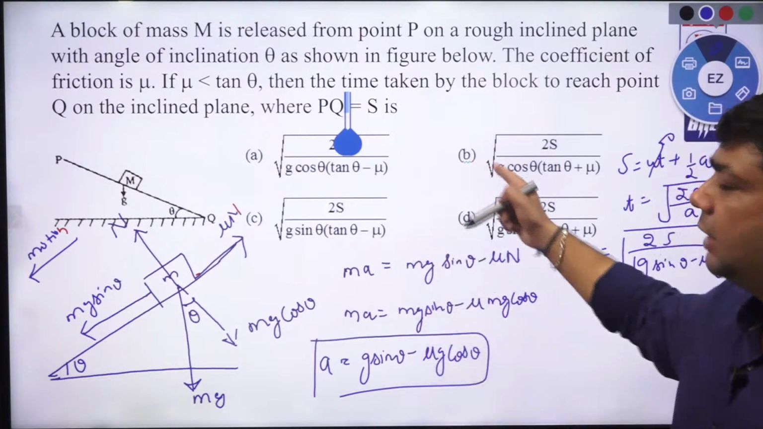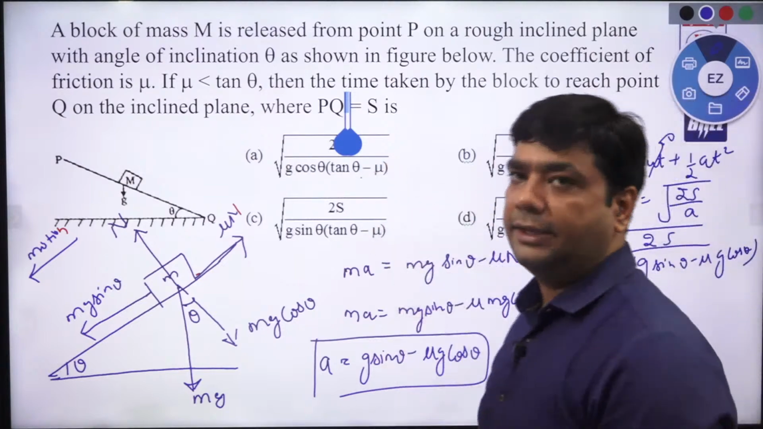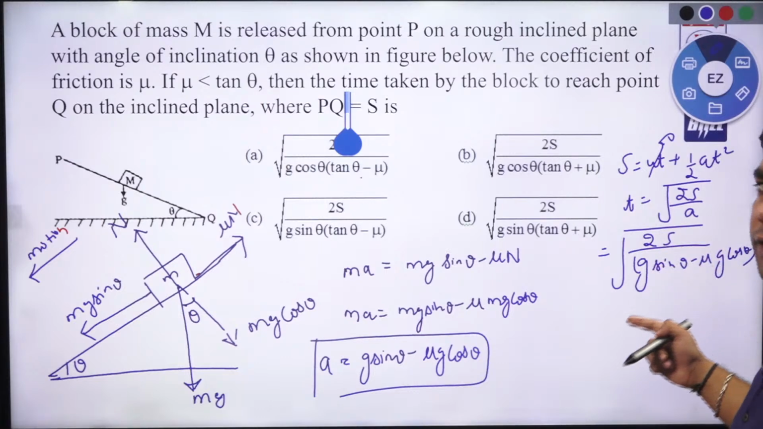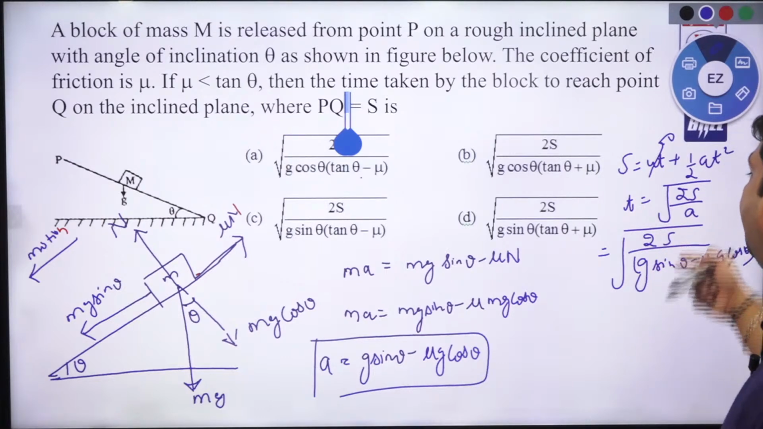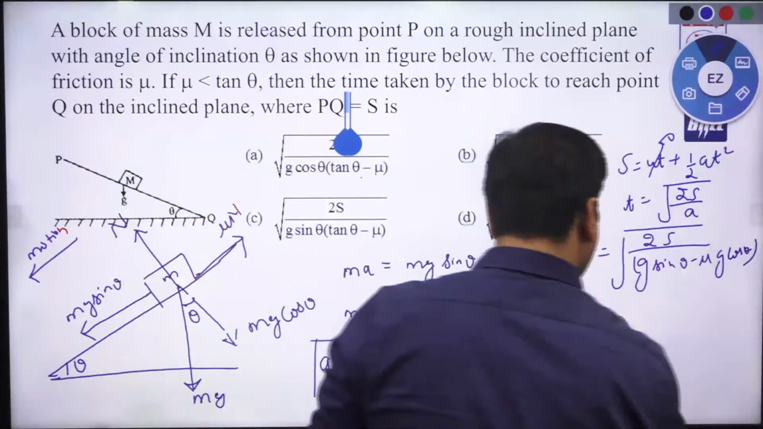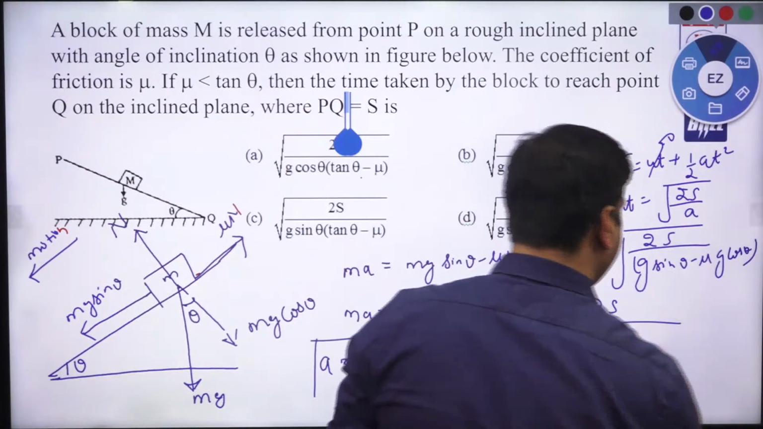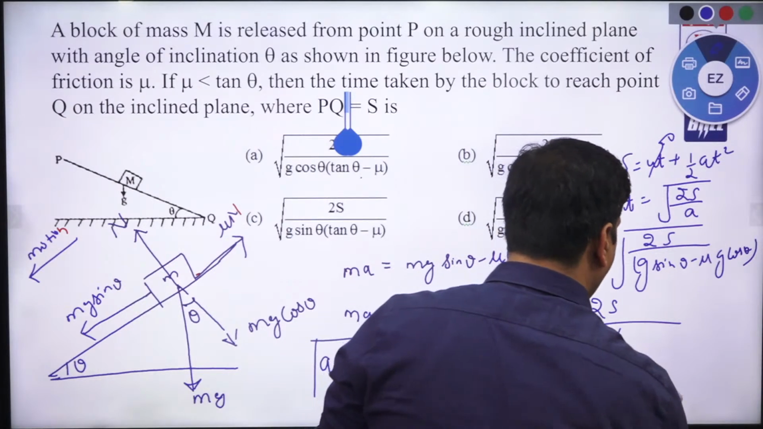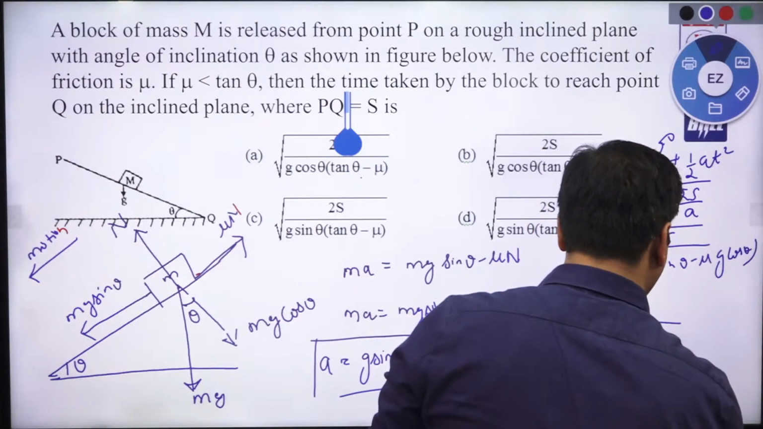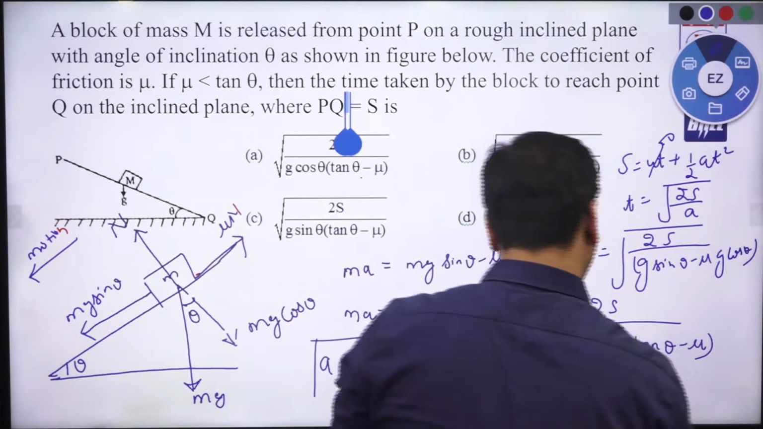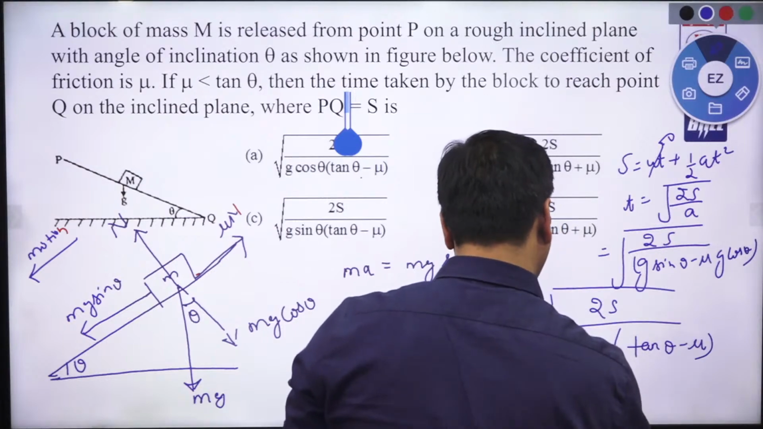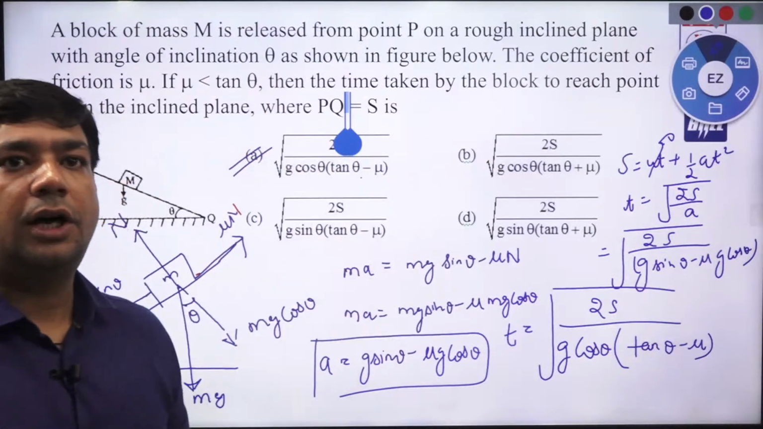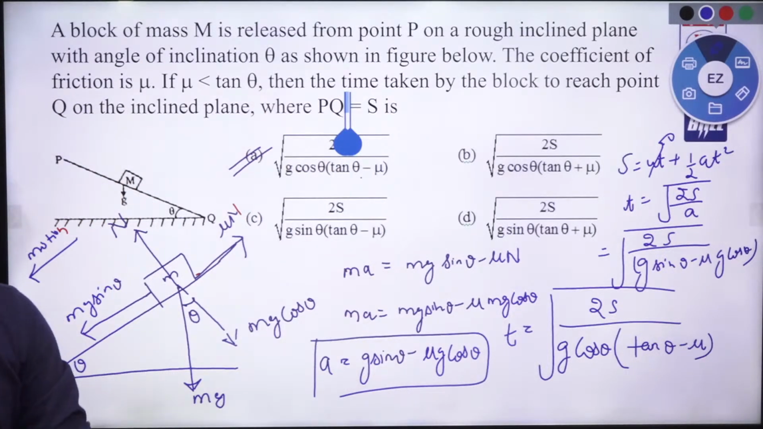If you see the options, all of them contain tan theta. So first of all, you have to convert this equation into terms of tan theta. What will you do? You just divide by cos theta and multiply by cos theta, and after that take g cos theta as common. So here it comes to be tan theta minus mu. And this is the value of the time period. Okay, so option A is correct. How many of them give the correct answer? Two or three give the correct answer.